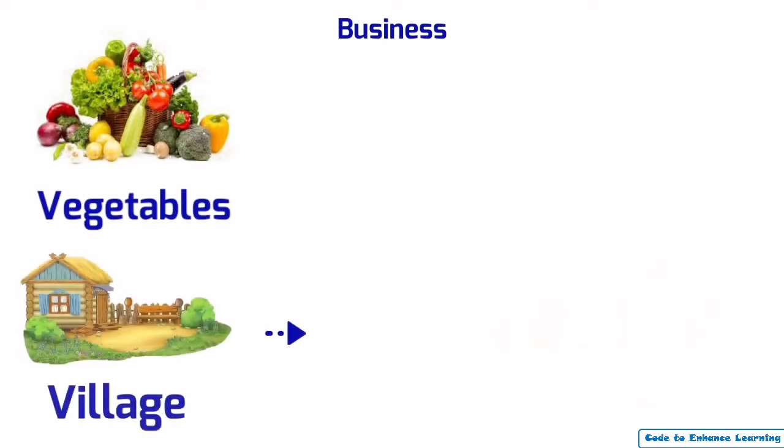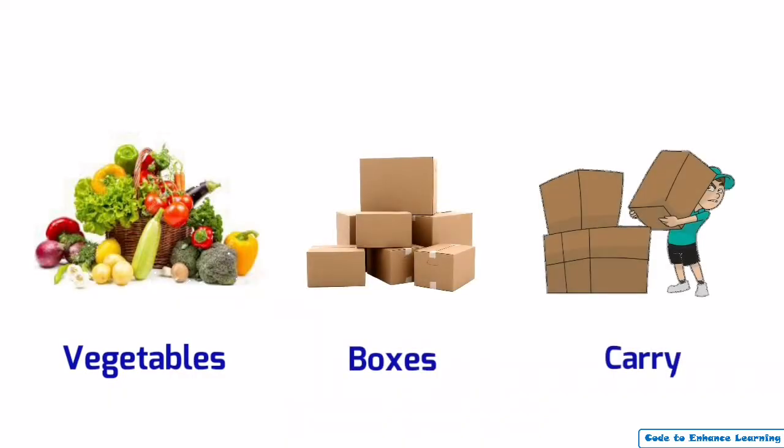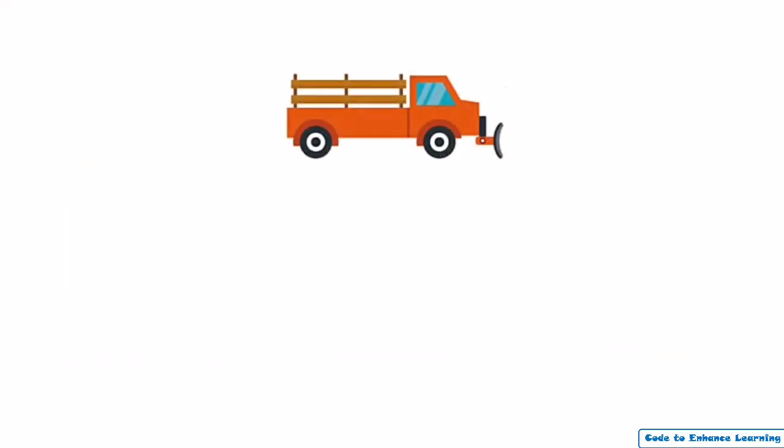Suppose you have a business of carrying vegetables from the village to the town in your truck. The vegetables are packed in boxes such that you can carry the whole box of that particular vegetable, or you leave it. Your truck has limited space and you cannot carry all the vegetables. What is the best way to select the vegetables?